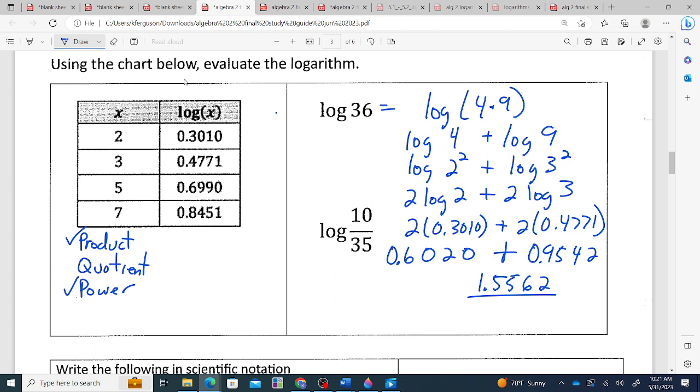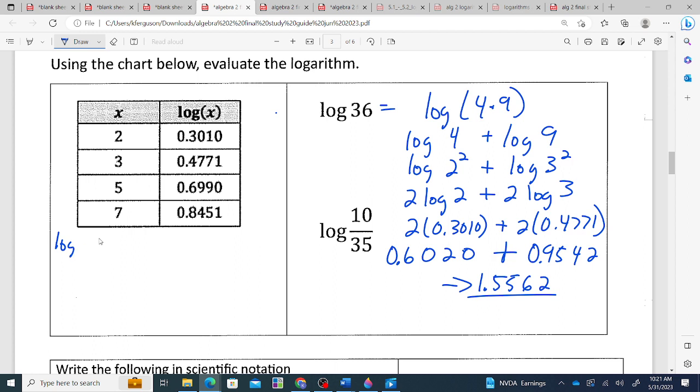Yep. Okay. I'll do the next one over here because I ran out of room. That's 1.5562. Yes, sir. Right here, that's the final answer.